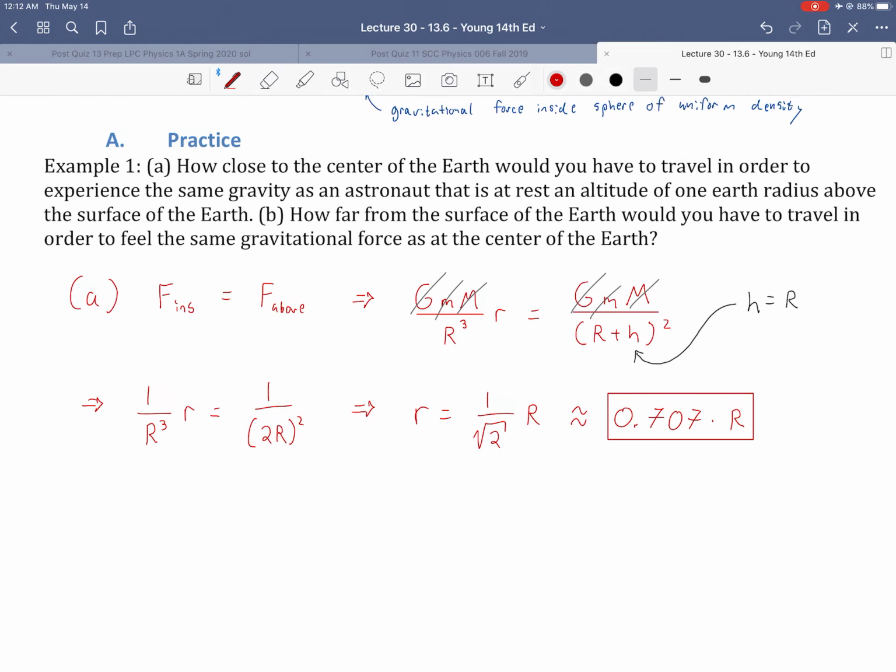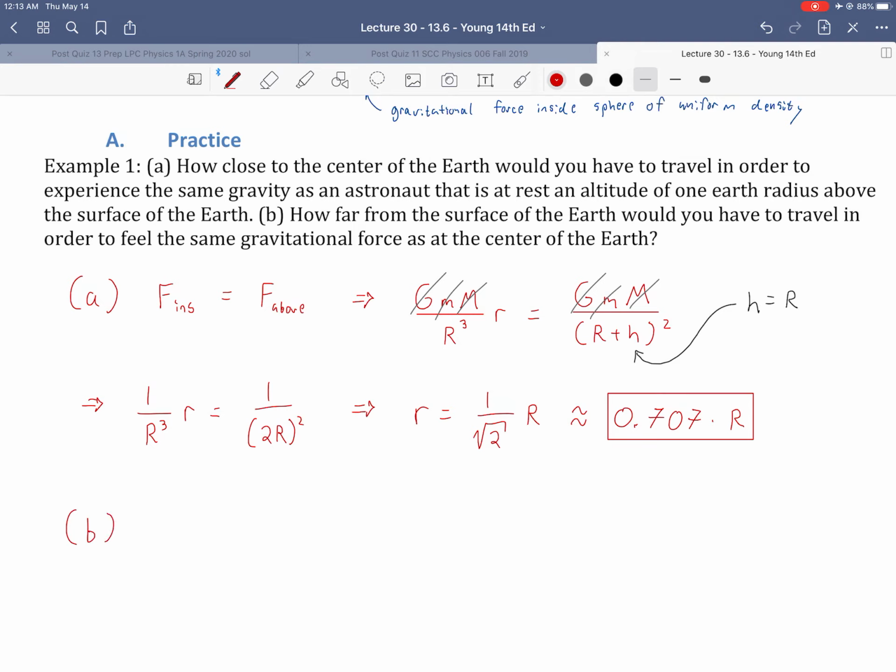Okay, and we could plug in the numbers, right? It ends up being about 4.51 million meters, or about 4,500 kilometers, is the distance from the center, right? And compare that to the fact that the Earth's radius is about 6,370 kilometers, or about 6.37 million meters. Okay, so 70.7%.